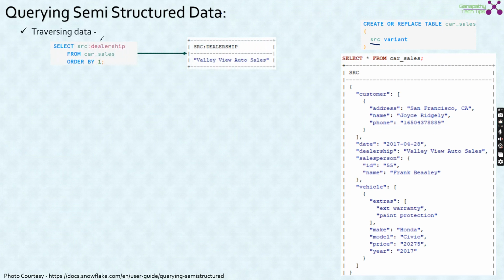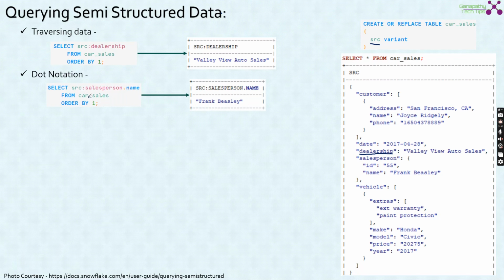First, let us see traversing of the data using the colon notation. Here, SRC colon dealership. Now we are just trying to see this specific value. This is in the first hierarchy itself. So directly you can use SRC colon dealership from car sales order by 1. If you do so, whatever value is there, the value view auto sales will be returned. So for the top element, it is pretty easy. We can use the colon notation. There are other types of notations like dot notation and bracket notation as well available. We are going to see that.